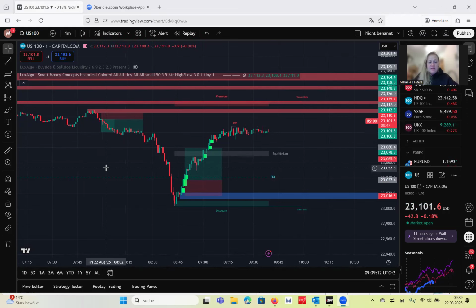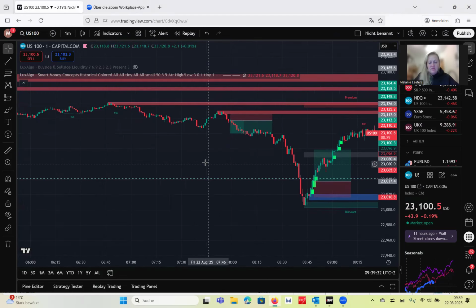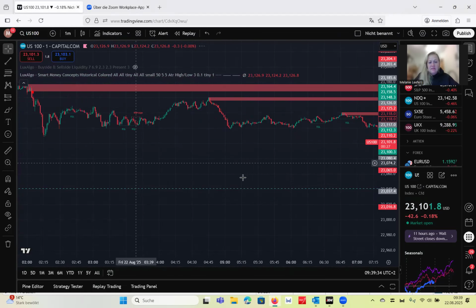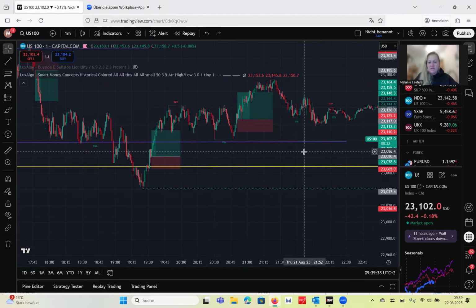Usually we trade Nasdaq, so this is why I have the Nasdaq here, but you can use the strategy on gold. You can use it on Euro USD or Dow Jones or German 40 or whatever. This was Nasdaq yesterday.